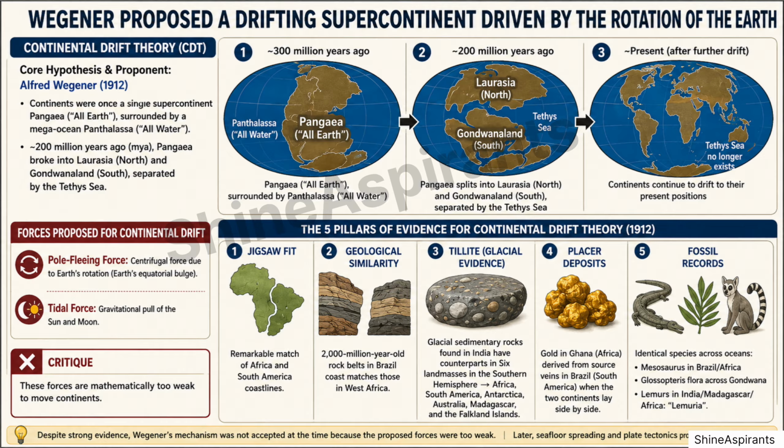4. Placer deposits. Gold deposits found in Ghana, Africa, are derived from source veins in Brazil, South America, when the two continents lay side by side. 5. Fossil records. Identical species found across oceans. Mesosaurus, a freshwater reptile found in both Brazil and Africa. Glossopteris flora, a plant fossil found across all Gondwana landmasses. Lemurs found in India, Madagascar, and Africa, called Lemuria.